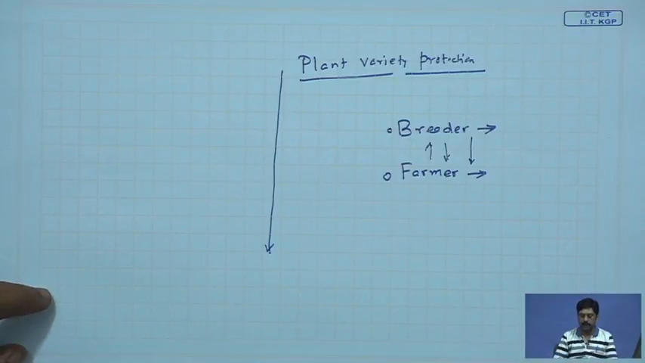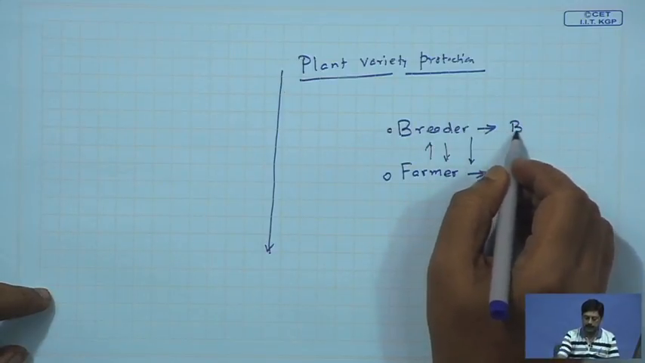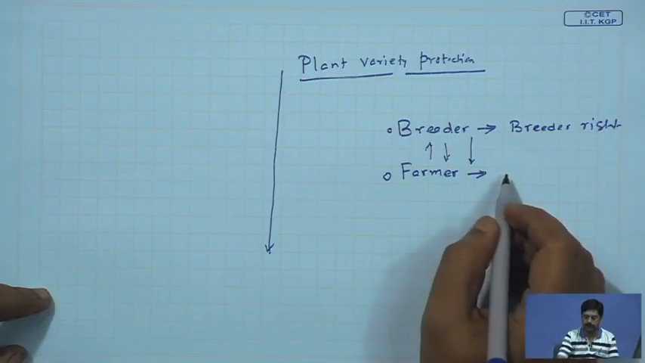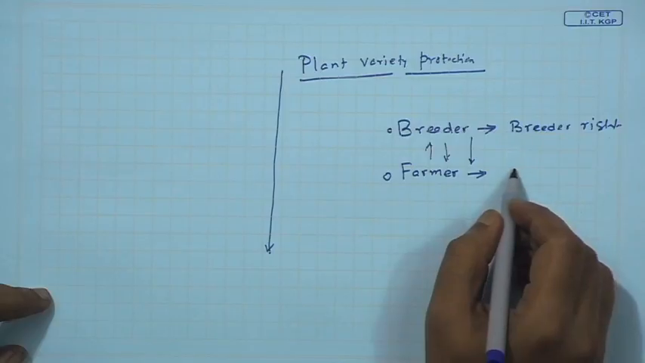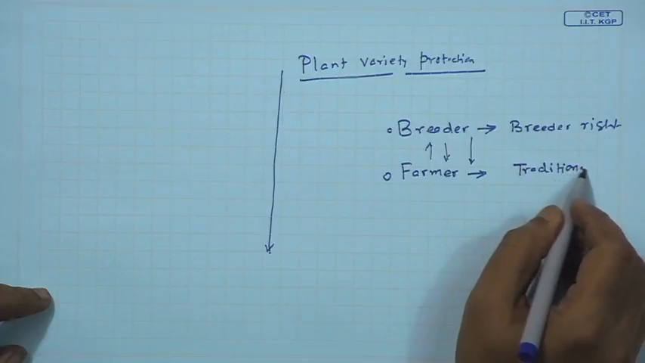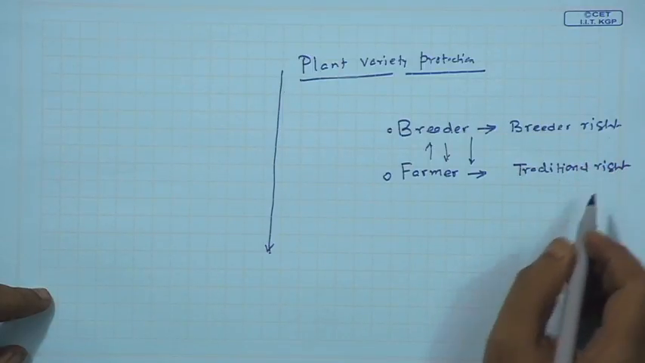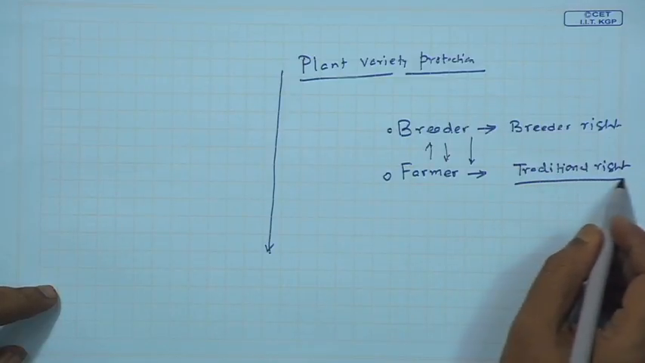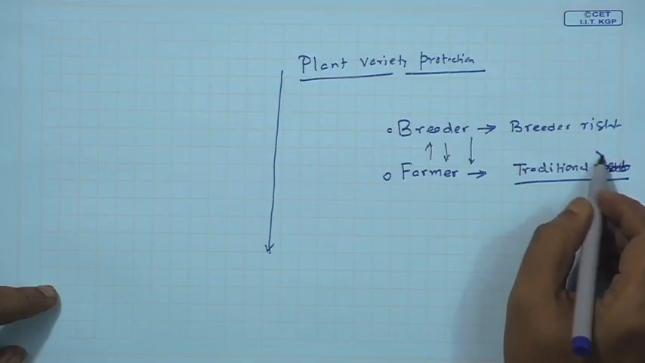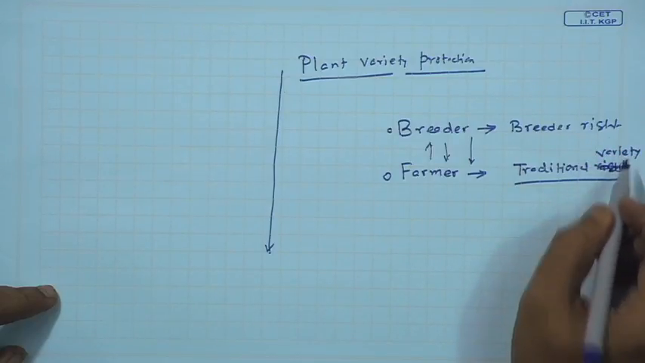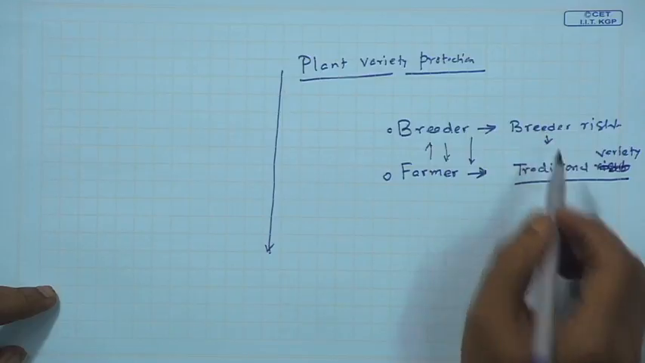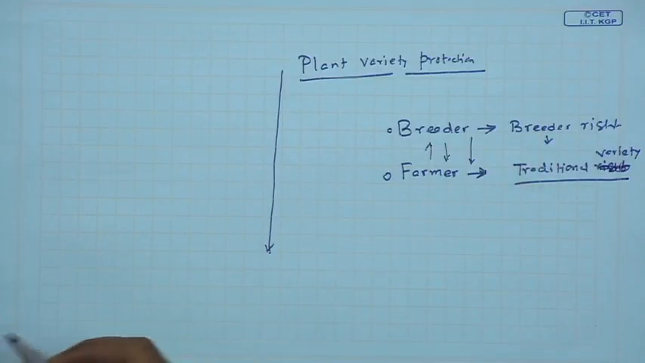Okay, so now the breeders' rights. Breeders should have rights over the breed, and let's say farmers should have rights over the variety. I am quoting that as a traditional variety. Maybe farmers are cultivating, they don't have any genetic engineering sense, and they are cultivating over the years a particular traditional variety. So farmer rights exist in traditional varieties, breeders' rights exist in breeding varieties. Let's say two rights we are getting: breeders' rights and farmers' rights.